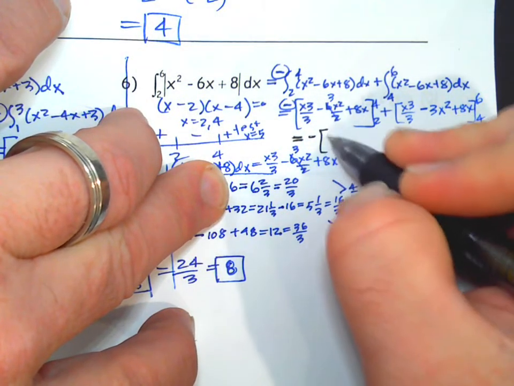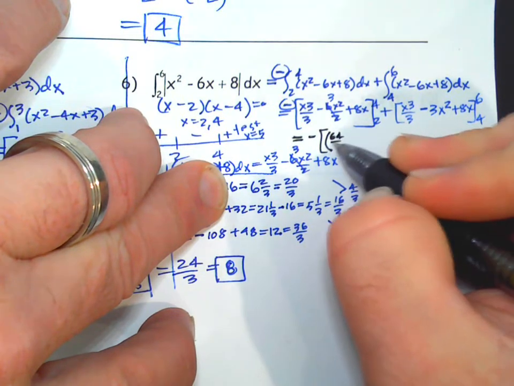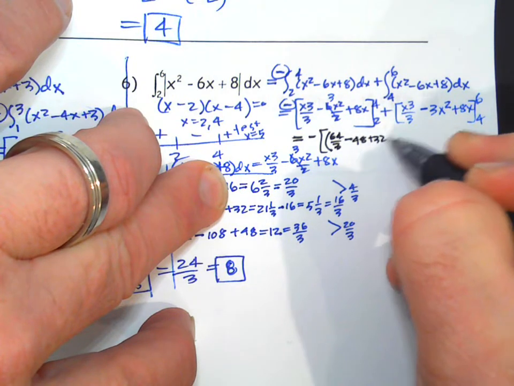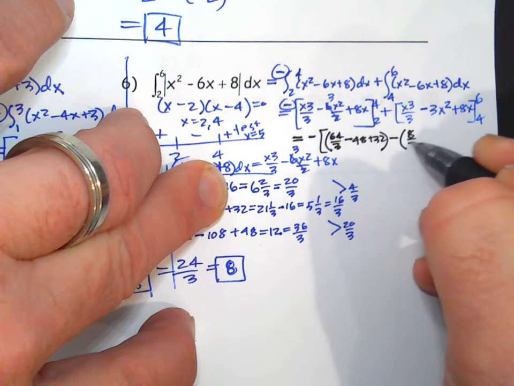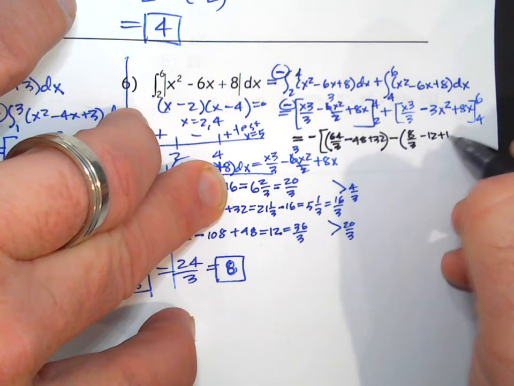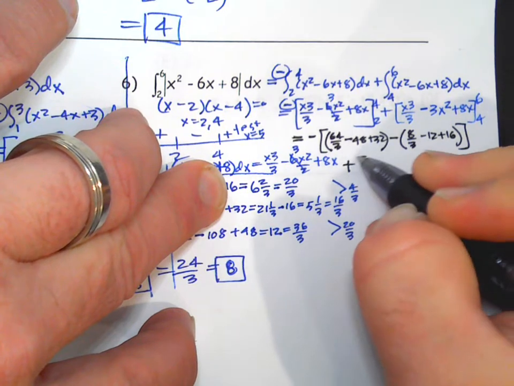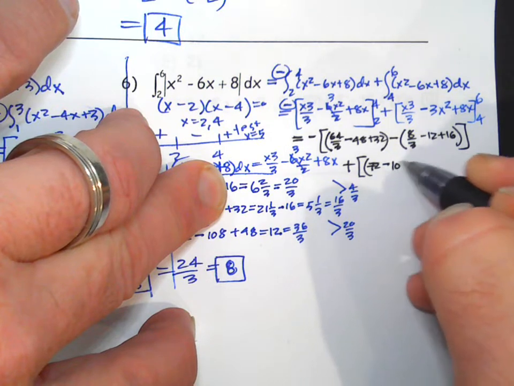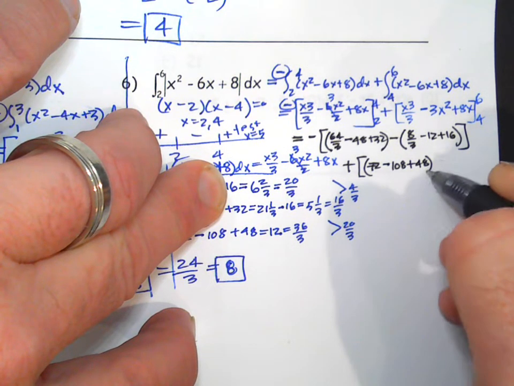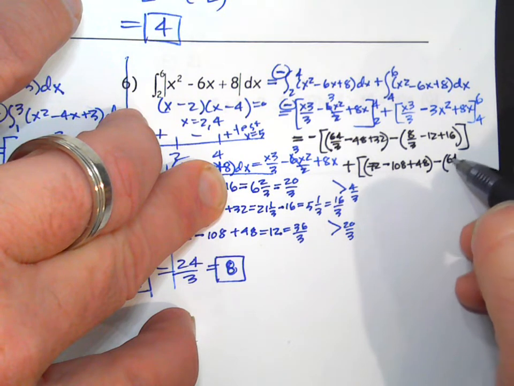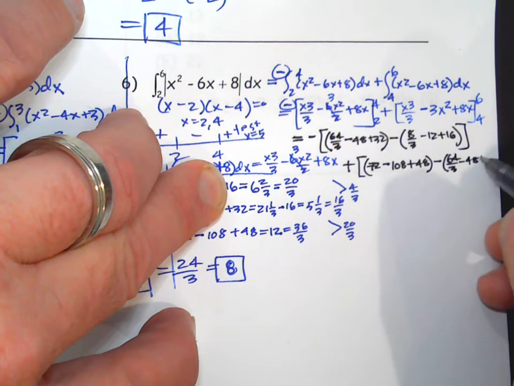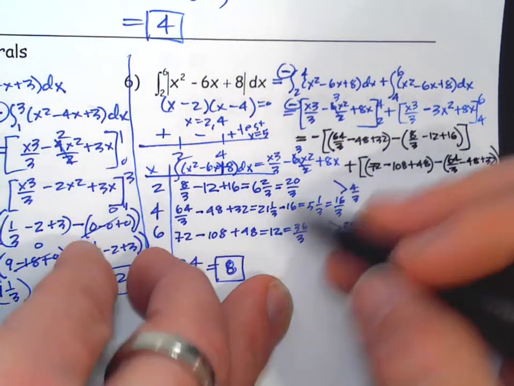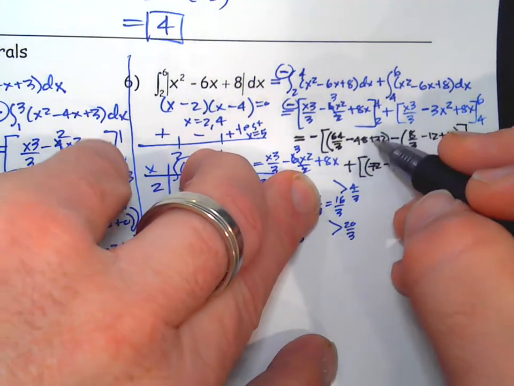we have the negative in front, so you plug 4 in and get 64/3 minus 48 plus 32 minus, you plug 2 in, you get 8/3 minus 12 plus 16. Plus, then you gotta do the next one. That one's gonna be 72 minus 108 plus 48 minus, then you plug the fours in, you get 64/3 minus 48 plus 32. I mean, these problems are a lot of work, but we're getting the same stuff we got here, just extra of it. Okay, so what was this?